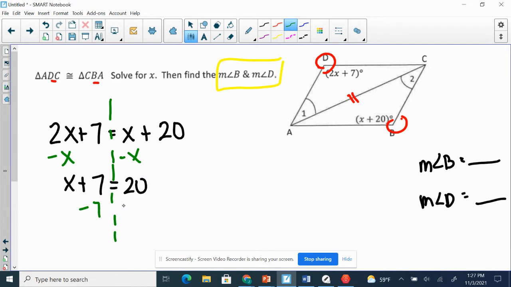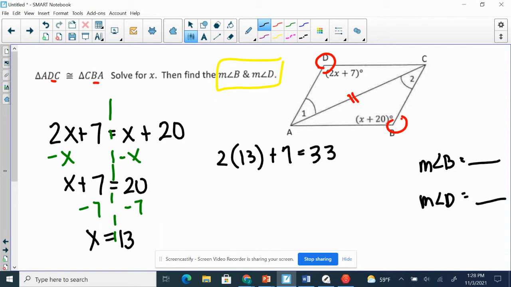I'm going to subtract 7 from both sides to get x by itself. And x equals 13. Now, this is where I said go back. Am I answering the question at this point? No. I have now got the goodies to plug in to be able to answer the question. So angle D was 2 times x, which is 13, plus 7. So that's going to be 26 plus 7 should give me 33. So angle D is 33 degrees. Then angle B is 13 plus 20, which is also 33 degrees, which we should have already known.